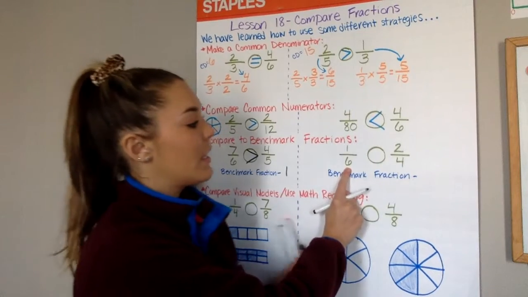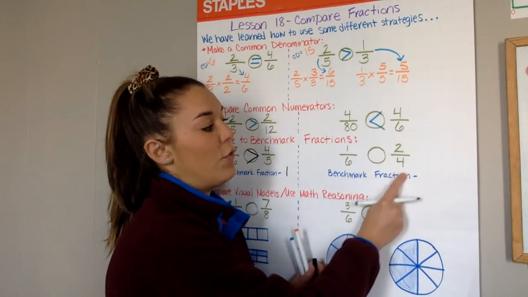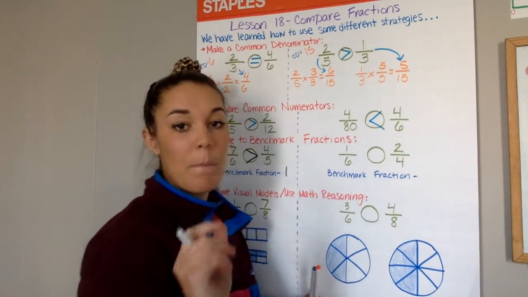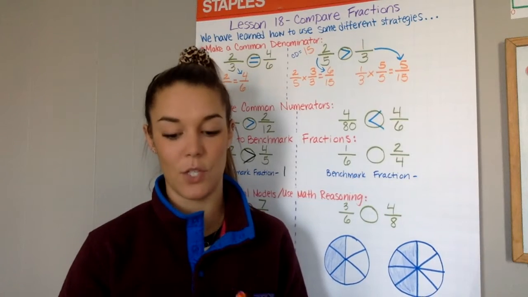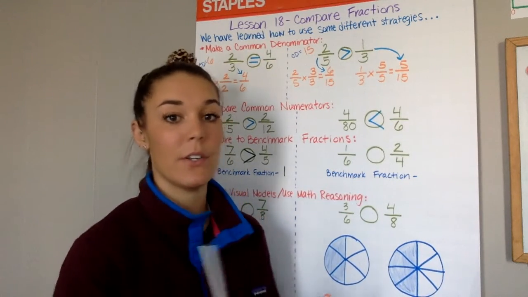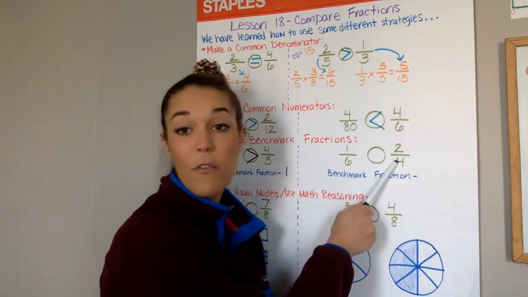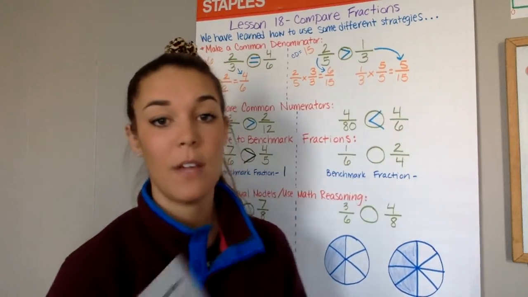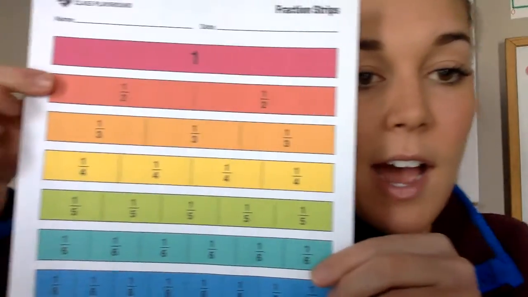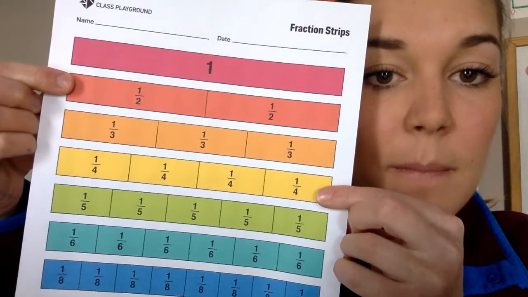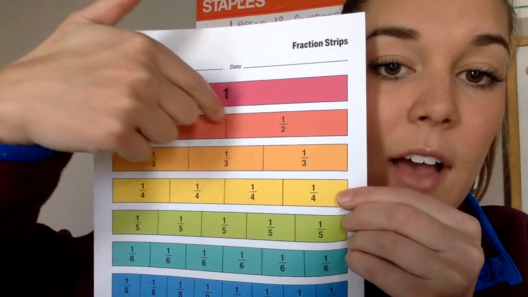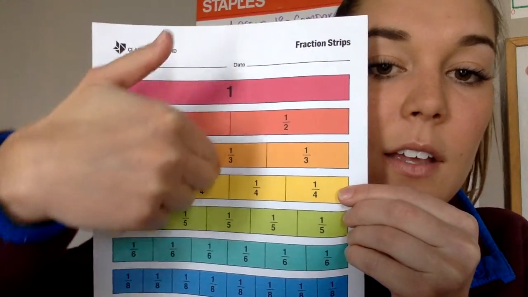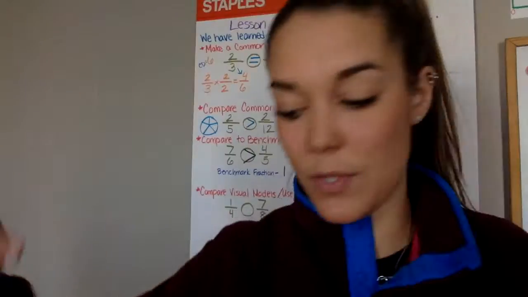Let's look here. I have 1/6 compared to 2/4. So I'm thinking, what benchmark fraction are these very close to? I know, boys and girls, that 2 is half of 4. So 2/4 is equivalent to 1/2. Like if you look here, here is the half, and here are the fourths. See how where the line goes down in the half, it's the same thing as 2/4, right? 1/2 is equal to 2/4.